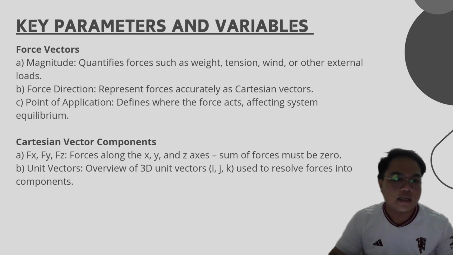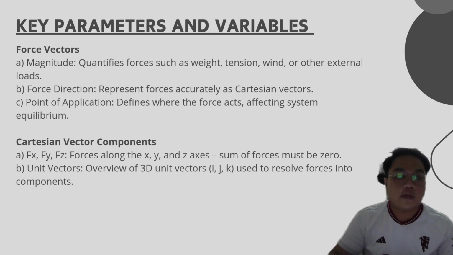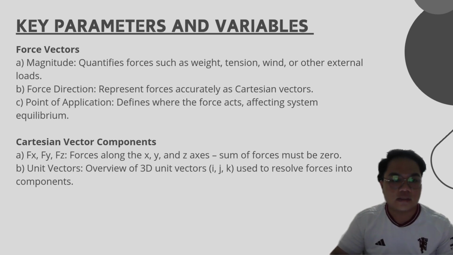The next is vector components. These include Fx, Fy, and Fz, the force acting along the x, y, and z axes. The principle of equilibrium requires these forces to sum to zero. Additionally, unit vectors: an overview of the 3D unit vectors i, j, k used to resolve force into components.